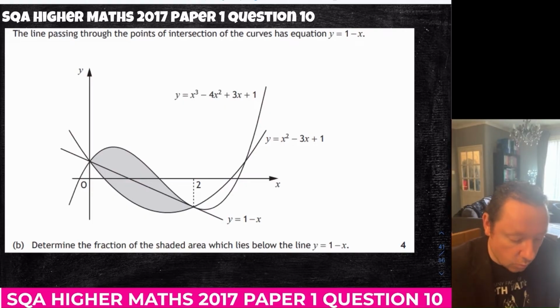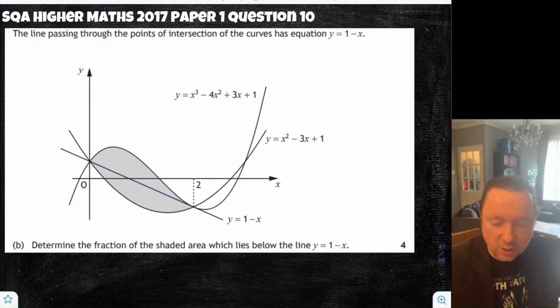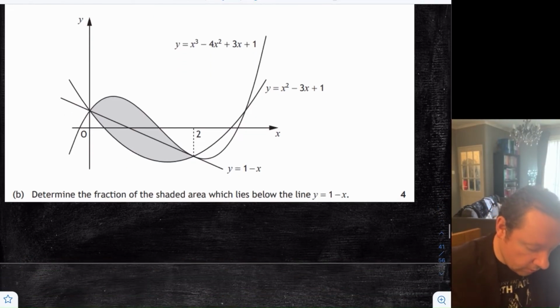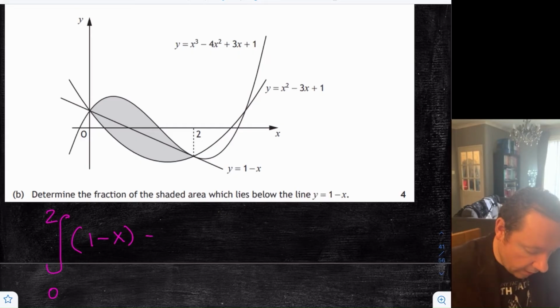Part B of this says the line passing through the points of intersection of the curves has the equation y equals 1 minus x. What fraction of the shaded area lies below the line? So we need to work out what the integral is below the line and see what fraction of the whole that is. You should be able to guess what the answer should be just by looking at it, but you can't guess. You have to do it. So we're doing the integral between 0 and 2. Our upper function is the line this time, so 1 minus x. Take away the curve below the line, which is x squared minus 3x plus 1.